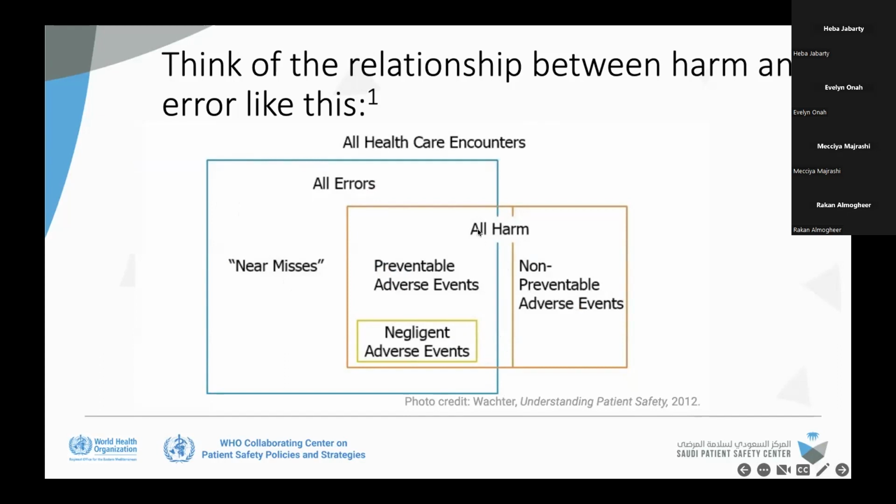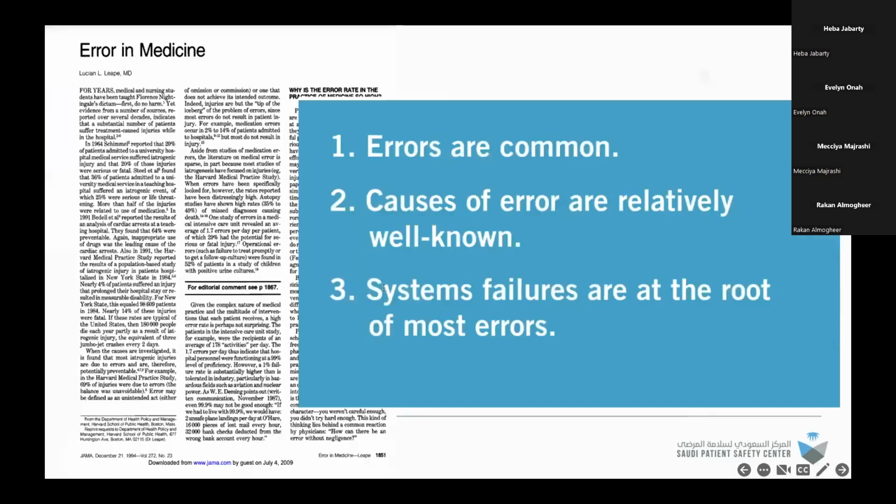Sometimes an error will occur without causing any harm, and sometimes harm will occur where no one can point to an error, which does not diminish the harm the patient experiences. As we take a closer look at error and harm individually in the two columns, we explore the different scenarios represented in the diagram here. Coming to a conclusion, we saw a lot of examples showing that errors are common, causes of error are relatively well known, and system failures are the root of most errors.